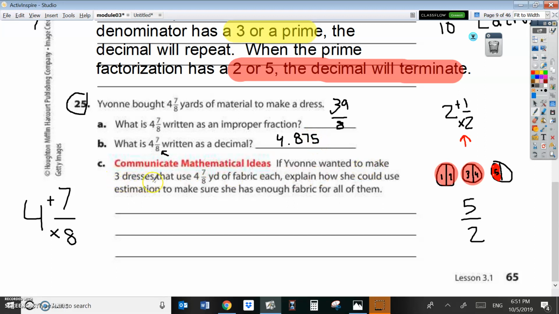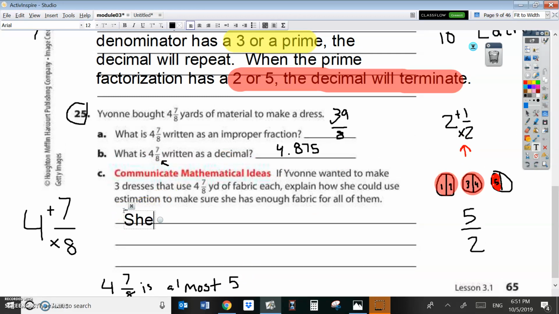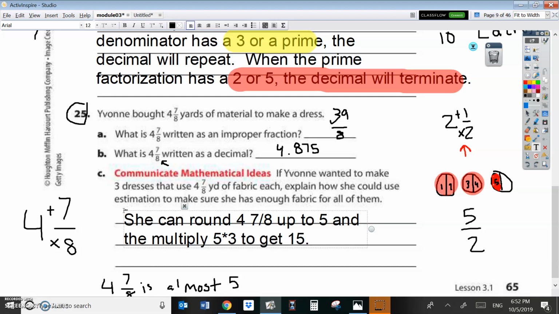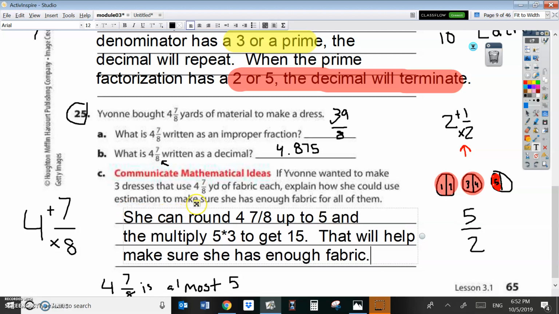If Yvonne wanted to make 3 dresses that use 4 and 7/8 yards of fabric each, explain how she could use estimation to make sure she has enough fabric for all of them. 4 and 7/8 is almost 5. So, okay, she can round it up.